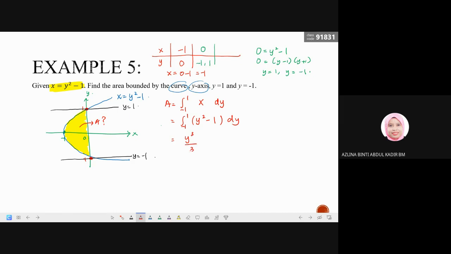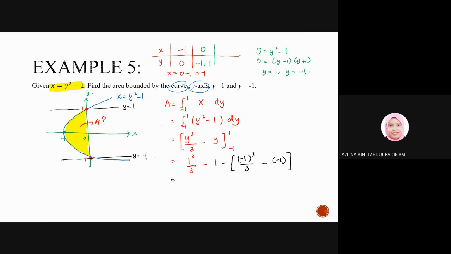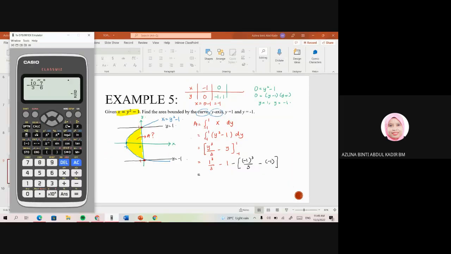So integrate je macam biasa. y cube over 3 minus y from negative 1 until 1. So substitute y cube over 3 minus 1, for y is equal to 1. Alright. Then minus ni for y is equal to negative 1: negative 1 cube over 3 minus negative 1. Okay, so tekan kalkulator dengan betul. Insert function that we have integrated. y cube over 3, alpha y cube over 3 minus alpha y. Yang tu ya. Okay. So tekan button calculate.